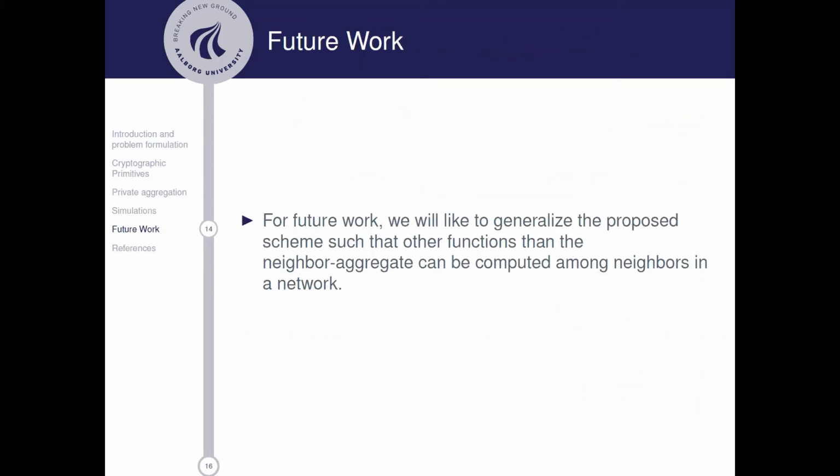For the future work, we would like to generalize the proposed scheme such that other functions than the neighborhood aggregate can be computed among neighbors in a network.